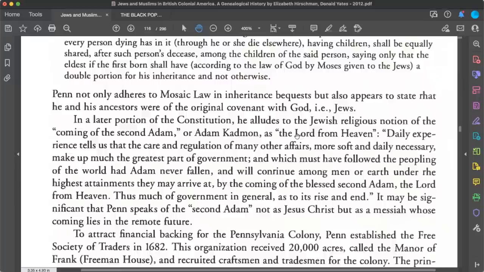"Daily experience tells us that the care and regulation of many other affairs, more soft and daily necessary, make up much of the greatest part of government, and which must have followed the peopling of the world had Adam never fallen, and will continue among men on earth under the highest attainments they may arrive at by the coming of the blessed second Adam, the Lord from heaven. Thus much of government in general as to its rights and end." All right? This is from Penn's words, right? It may be significant that Penn speaks of the second Adam, not as Jesus Christ, but as the Messiah whose coming lies in the remote future.